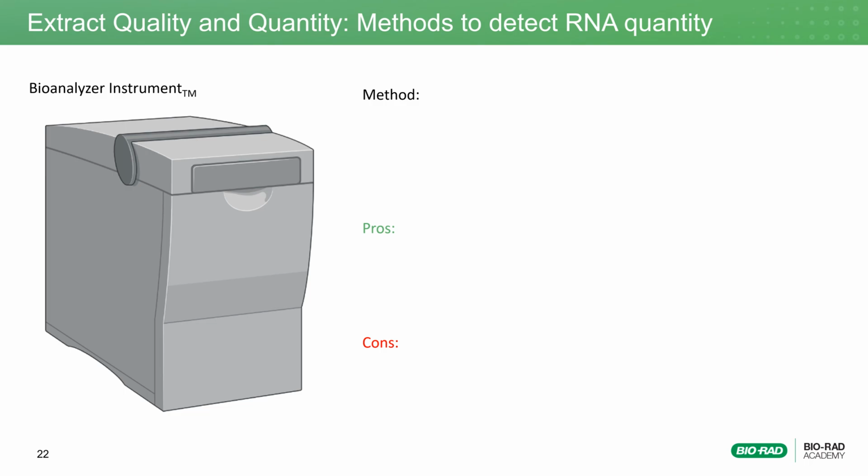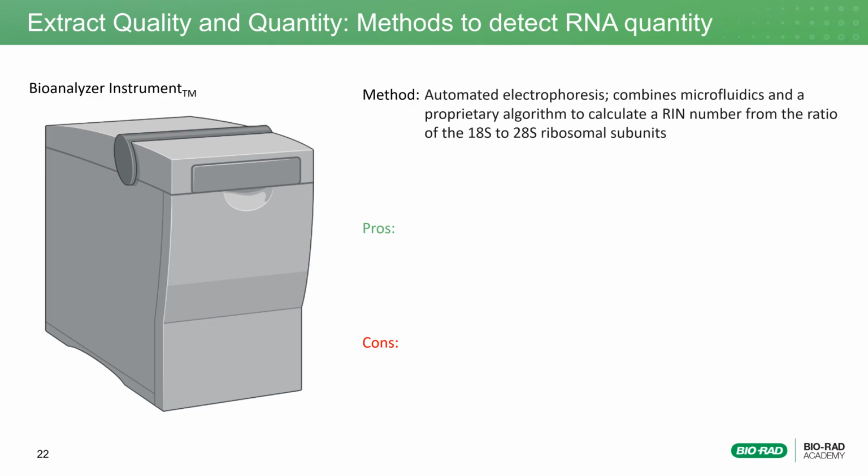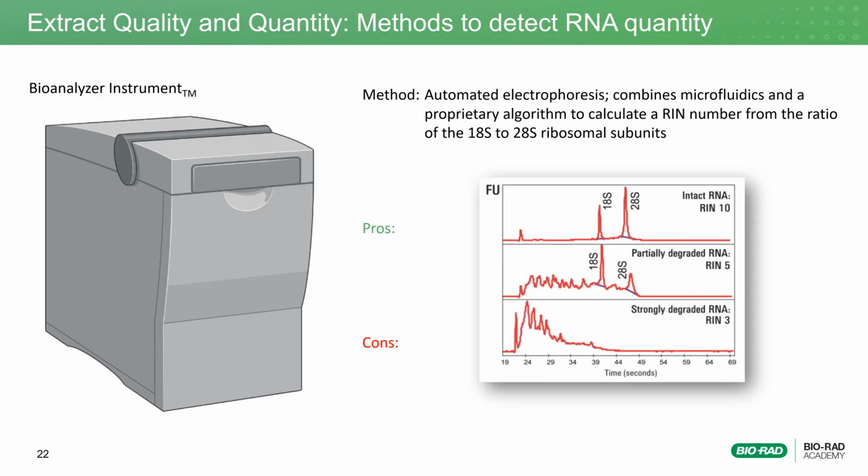The bioanalyzer is another method to inspect RNA quality and potentially quantity. Similar to the concept explored in the previous slide, the bioanalyzer instrument performs automated electrophoresis on an RNA sample. A proprietary algorithm is utilized in conjunction with the 18S to 28S rRNA ratio to produce an RNA integrity number, or RIN. This value can be used to qualify the degree of RNA degradation in the RNA. A higher value reports a higher quality of intact RNA.